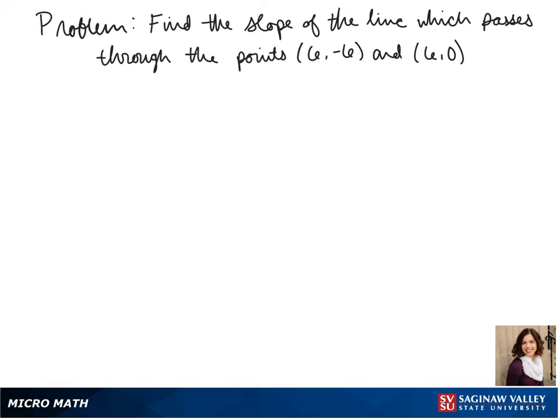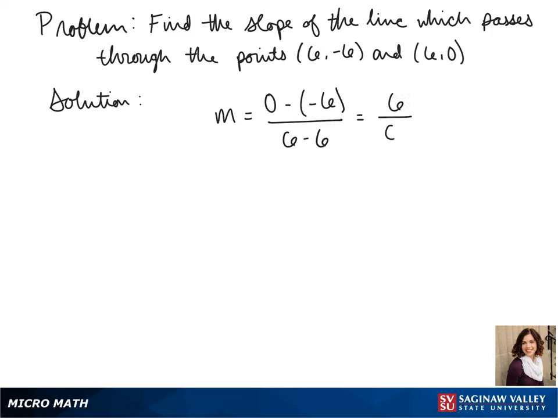Today we'll be finding the slope of a line which passes through the points (6, -6) and (6, 0). On top, we have 0 minus negative 6, and on bottom we have 6 minus 6. That gives us 6 divided by 0, but we can't divide by 0, so this is called undefined. So our slope is undefined.